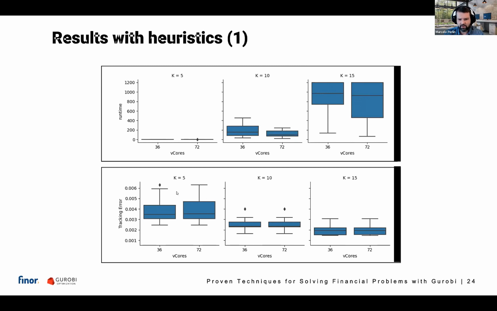And for the tracking error, which is what motivates us, the main results of this, as you can see, as we increase the value of k, you get lower and lower tracking error out of sample, right? So for k equals 15, you actually get a very nice tracking error of around 2 basis points. So this is quite nice.